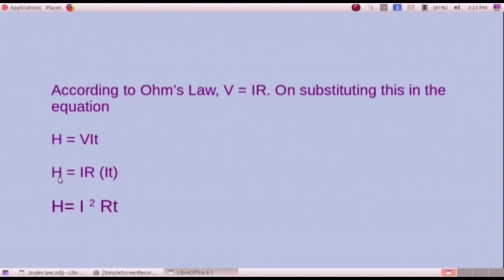H is equal to, instead of V, we can write I into R, into I into T. H is equal to I square R T. Therefore, H is equal to I square R T. The heat energy developed in a conductor when electric current passes through it can be calculated using the equation H is equal to I square R T.